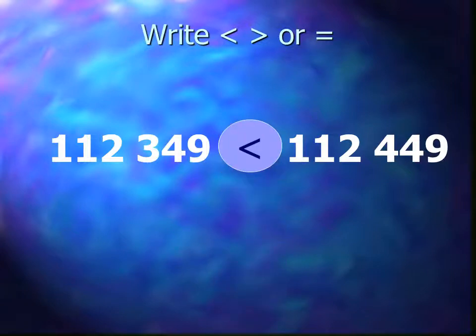Did you choose less than? Very good. This one is a little tricky because the first three digits are exactly the same. So 112,349 is less than 112,449. Very good.